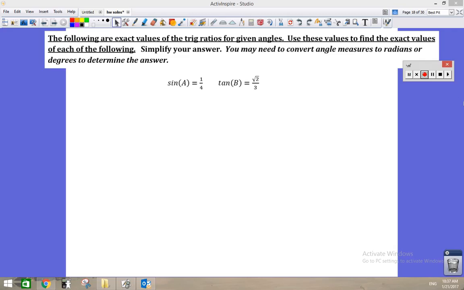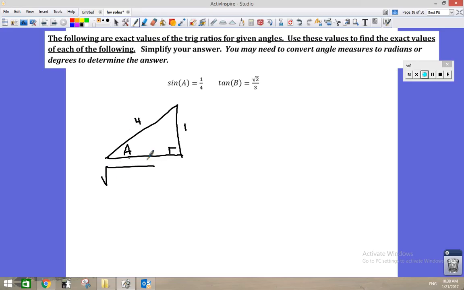In this next section, I think there are 6 or 9 problems that all refer to this given information. Let's construct a right triangle that has angle A in it. If the sine of angle A is 1/4, we can have the opposite leg be 1, the hypotenuse be 4, and the adjacent side be the square root of 4 squared minus 1 squared by the Pythagorean theorem, which is the square root of 15 if I've done my arithmetic right.